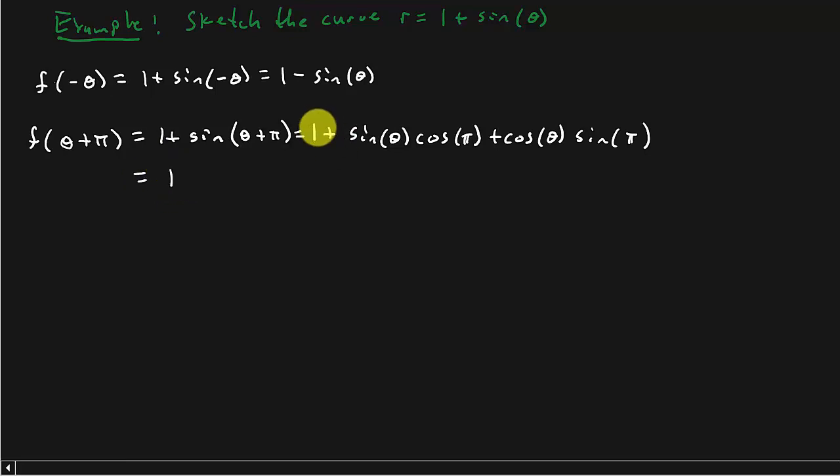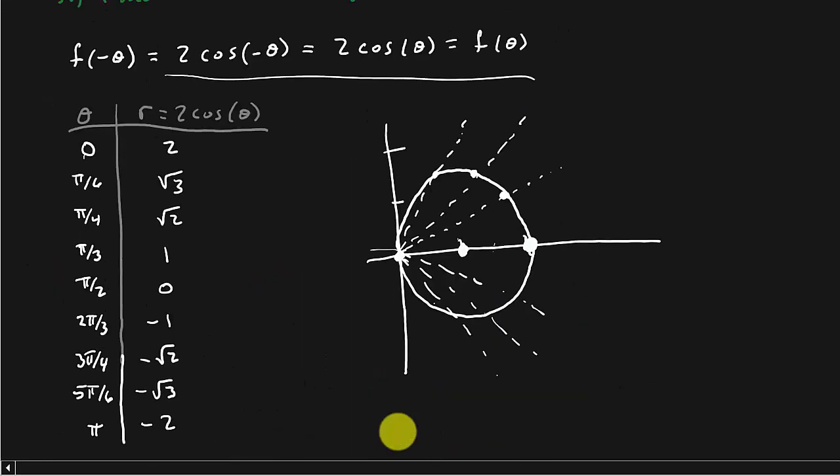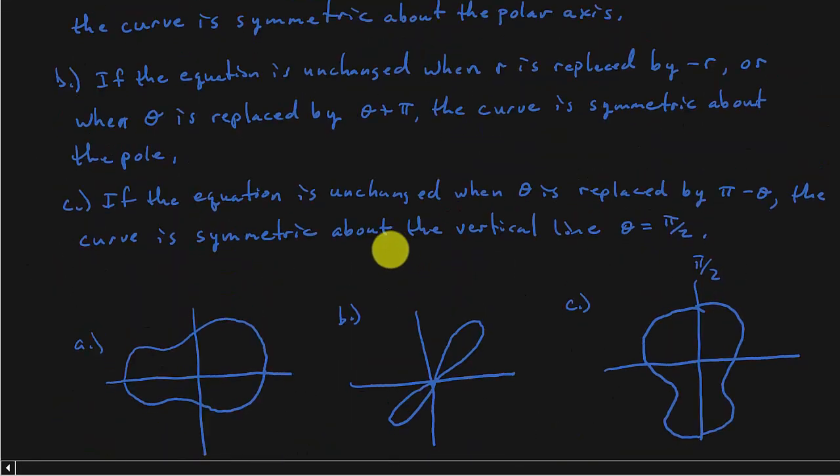And so that is going to give us what? 1. See the 1 right here. Now let's see. Cosine pi is -1. So -1 times sine is negative sine theta. And then the sine of pi, well, this whole term here just goes to 0. And so you can see we didn't get what we started with. So it's not symmetrical about the pole. All right, so let's try the next one. That's going to be f of pi minus theta. All right, so that's this one right up here.